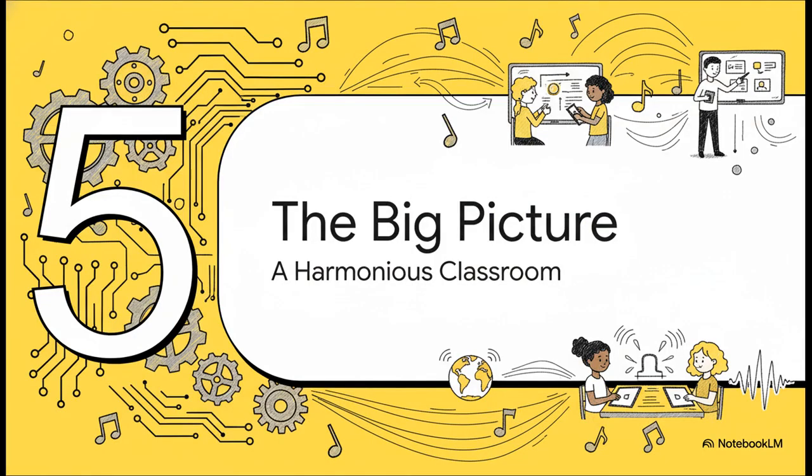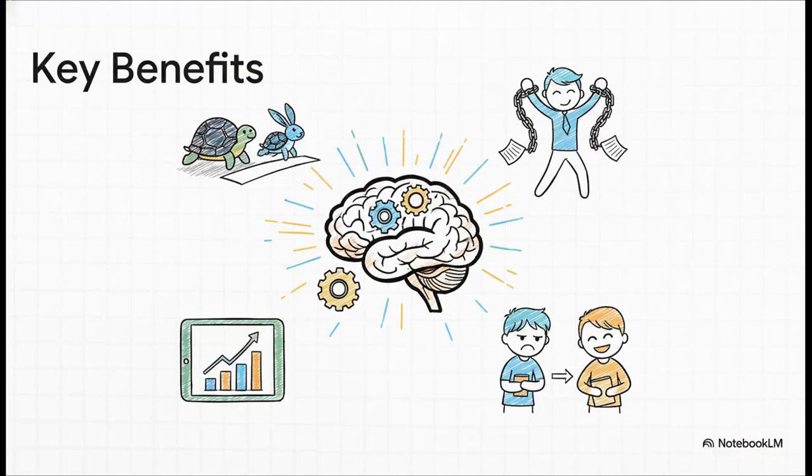Okay, so let's zoom out. What's the big picture here? When you bring all of these pieces together, the ultimate goal isn't just about using cool tech, it's about creating a truly harmonious learning environment for everyone. And the benefits here are just transformative. You can finally balance the pace for every student, from the quickest kid to the most cautious learner.